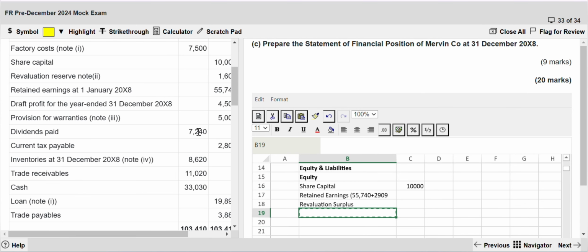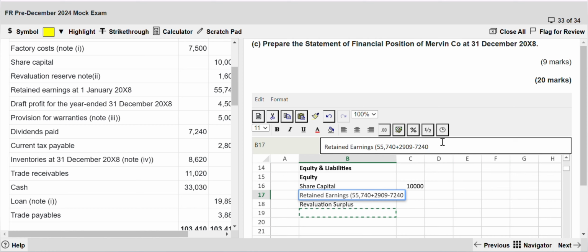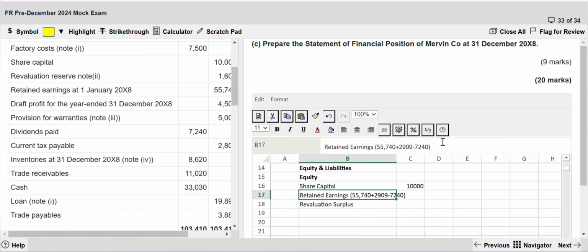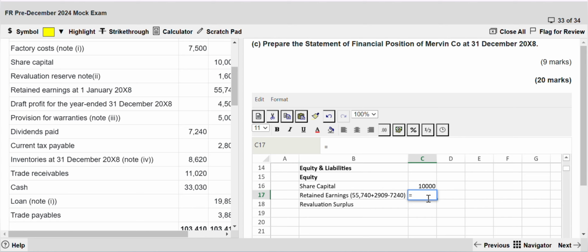So there was a dividends paid of 7240, right? In the trial balance they have mentioned. So that amount should be reduced from retained earnings, right? So always, when it is a single entity, check whether there are dividends paid at all. So 55,740 plus 2,909 minus 7,240, which will be 51,409.